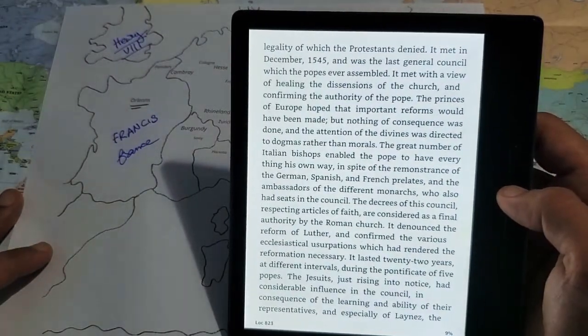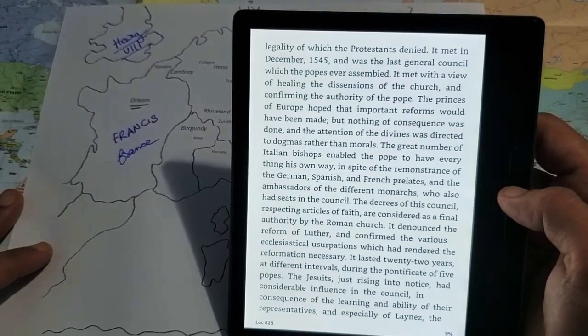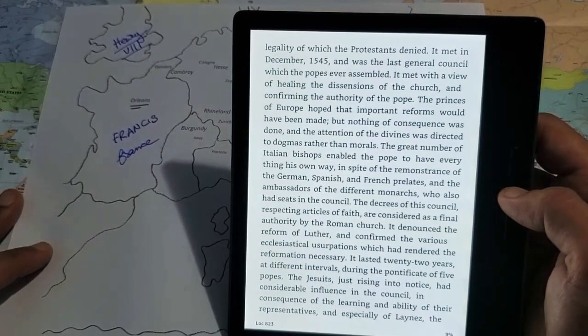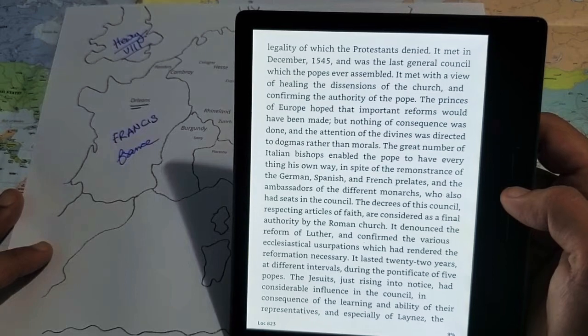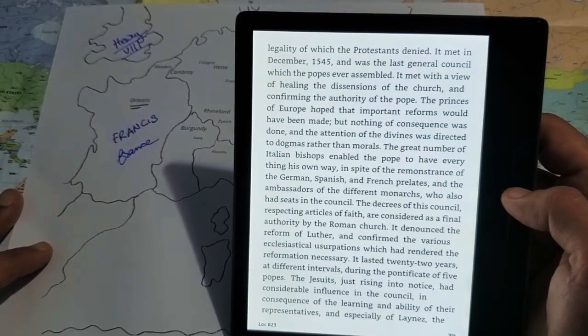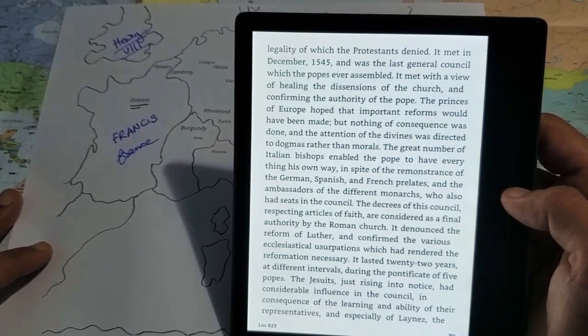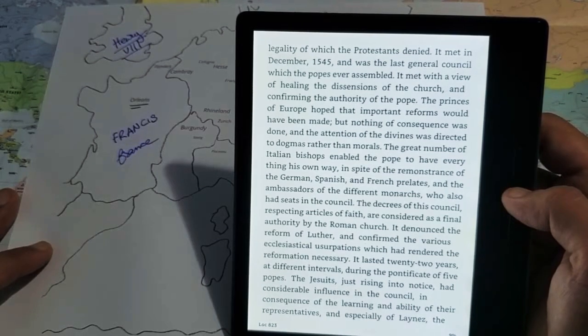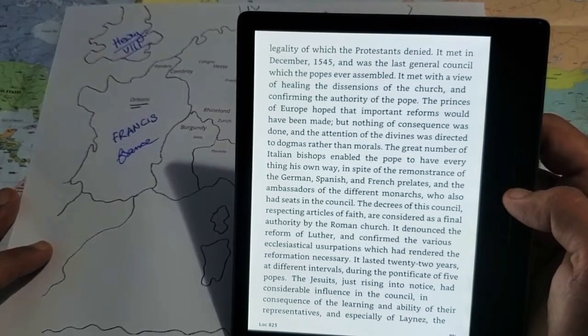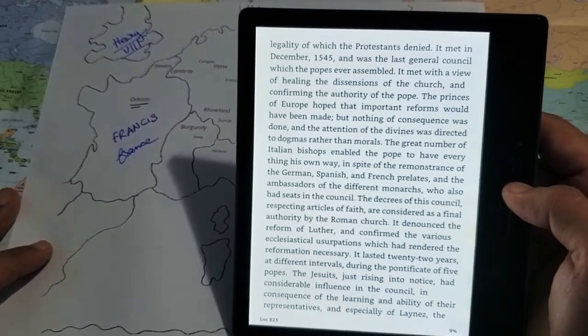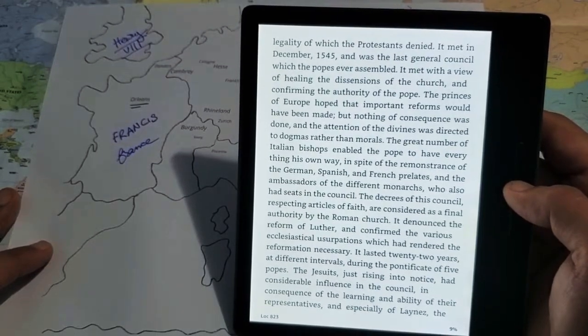It met in 1545 and was the last general council which the popes ever assembled. This book was written in 1849. I think the Vatican I was the 1880s. So this is why he's writing that there was no other church council in the Catholic Church. It met with a view of healing the dissensions of the church and confirming the authority of the Pope.